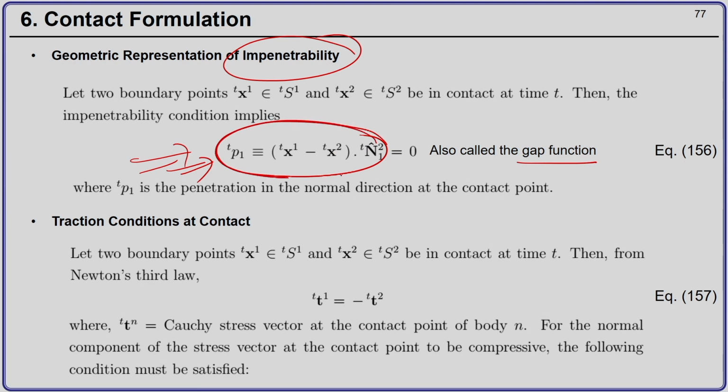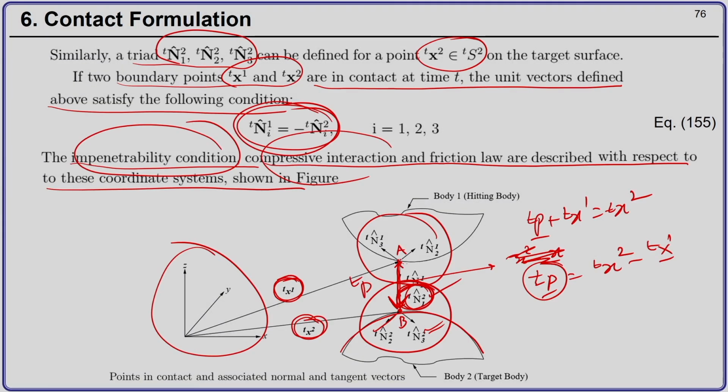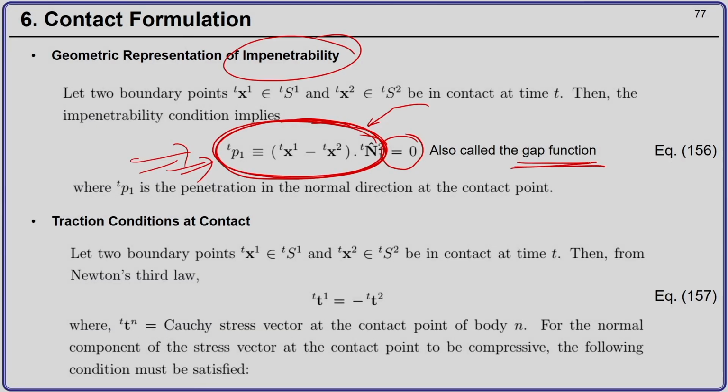So, this is the penetration that can happen, and from the impenetrability criterion, this penetration always has to be equal to 0. So, when you are writing the code, you always have to ensure that this gap function turns out to be 0. For every point A, the gap function is used to find the corresponding point B on the target surface with which point A will come in contact. That problem itself is a nonlinear problem which is solved locally at each contacting point using Newton-Raphson iteration.